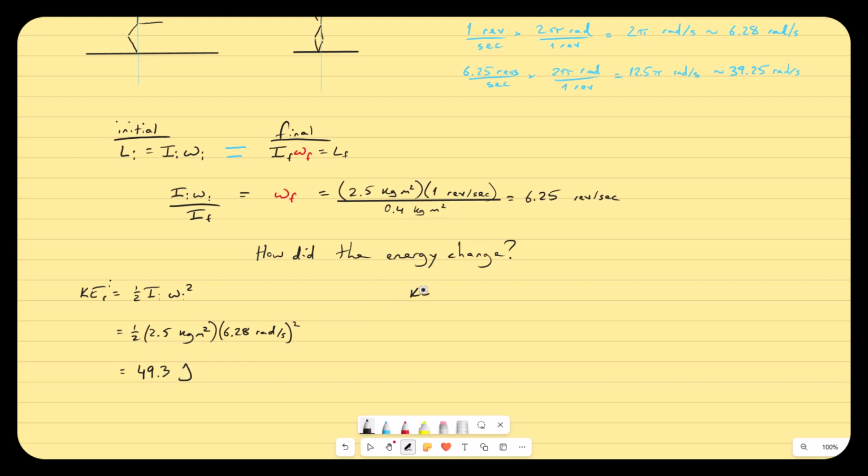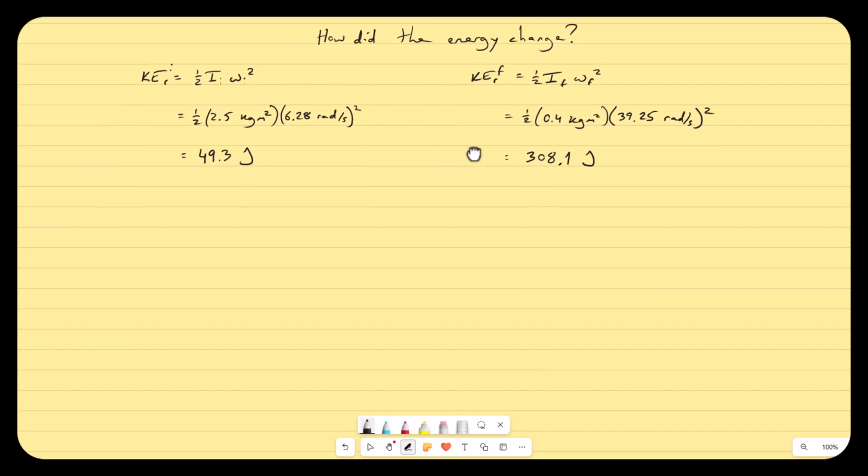Then my final, I'm going to go again, half I omega squared, and now it seems like, what is going on? I have somehow or other gained 250 joules of energy. Does that make sense? Where did that energy come from?